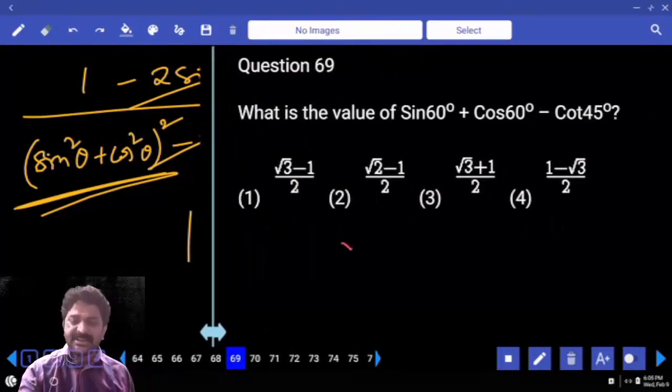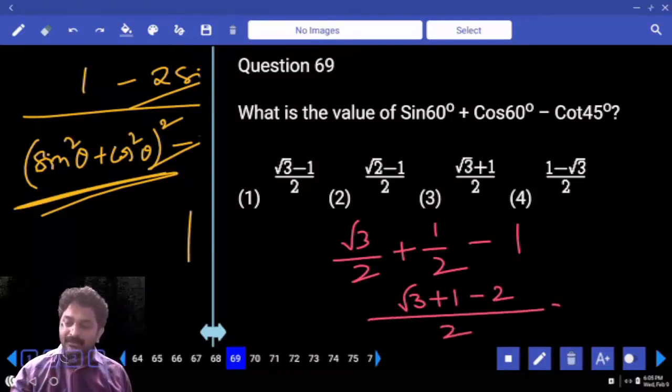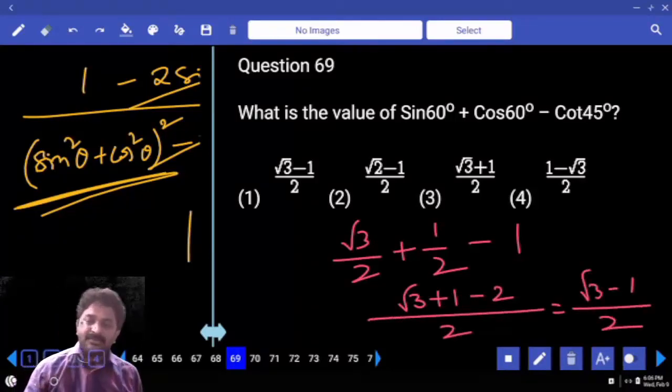Easy one. Sin 60 degrees, root 3 by 2. Cos 60, 1 by 2, minus 1. If you take 2 common, you get numerator root 3 plus 1 minus 2 by 2, which is equal to root 3 minus 1 by 2. First option.